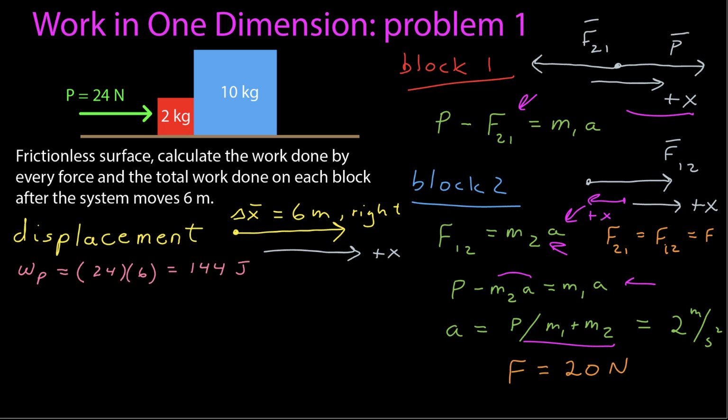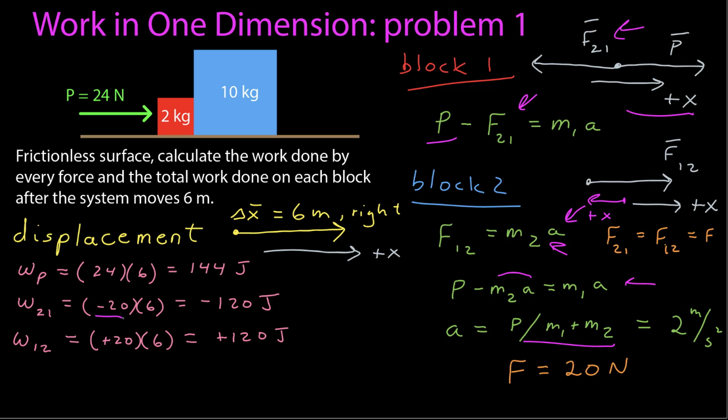Everything should be fine. I can now calculate the work due to the pushing force, the magnitude of the pushing force, which is in the positive direction. The displacement is in the positive direction, so a work of 144 joules. Next, the work due to force of 2 on 1, which is in the negative x direction. So I represent that by a negative 20 times 6, or a negative 120 joules. The work due to the force of mass 1 on mass 2, that force is in the positive x direction, so that's represented by a positive 20 times 6, or positive 120 joules.